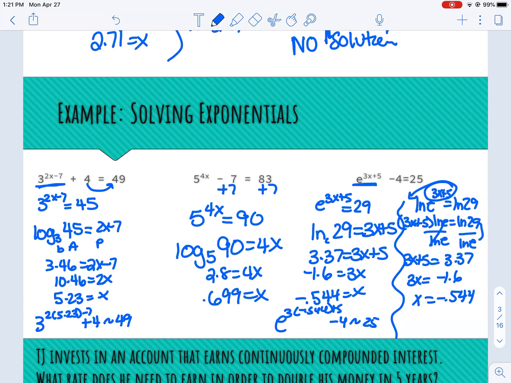So that's all there is to solving exponentials. They're pretty much the same every time. Pick the method you like and stick with it. Always look out for ones that might be no solution or extraneous, things like that.